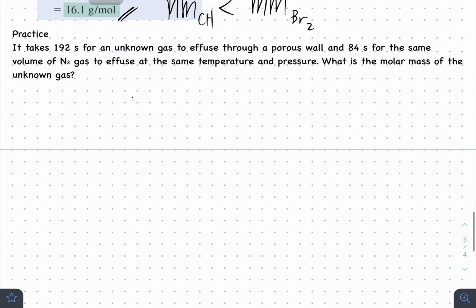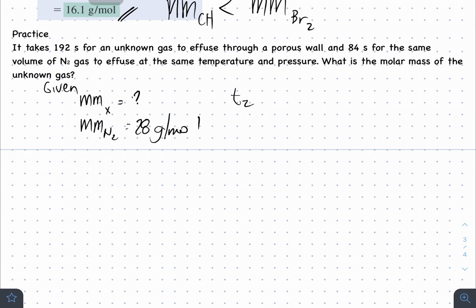So let's have another example. It takes 192 seconds for an unknown gas to effuse through a porous wall and 84 seconds for the same volume of nitrogen gas to effuse at the same temperature and pressure. What is the molar mass of the unknown gas? We will write the given. The molar mass of the unknown gas is the unknown. The molar mass of nitrogen gas is 28 grams per mole.